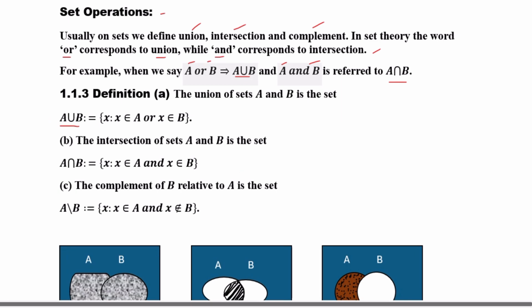A union B is the set of all those elements x such that x belongs to A or x belongs to B. In the case of intersection, x should be an element of both sets: x belongs to A and x belongs to B.